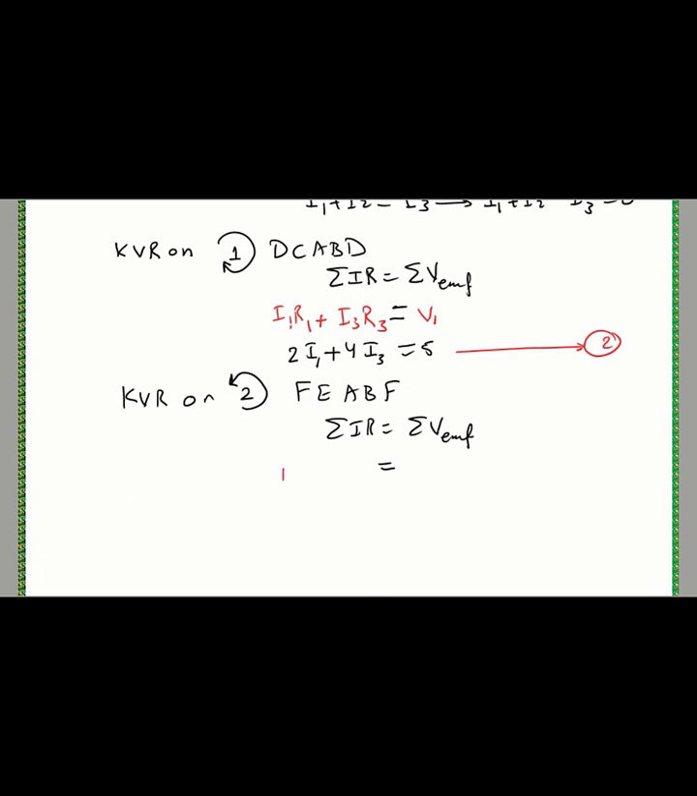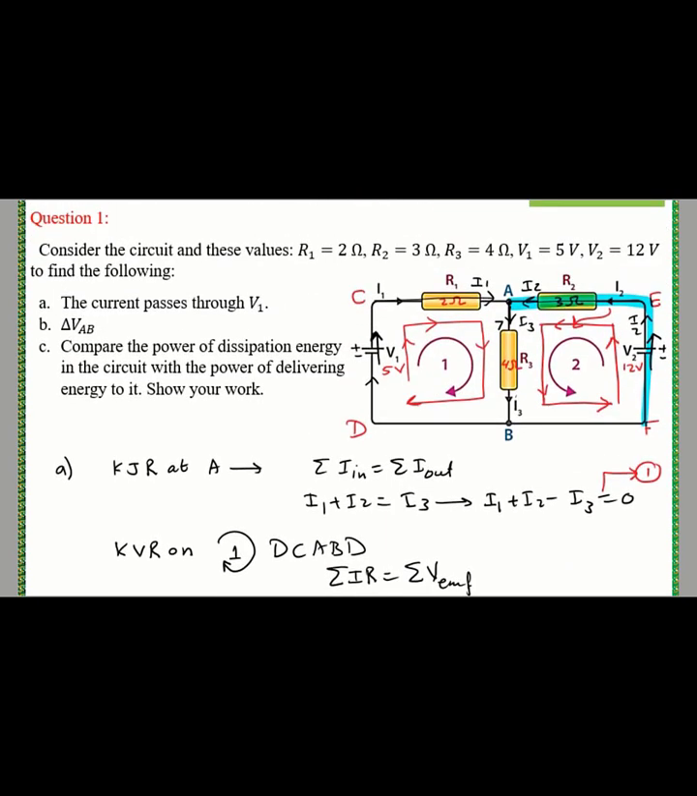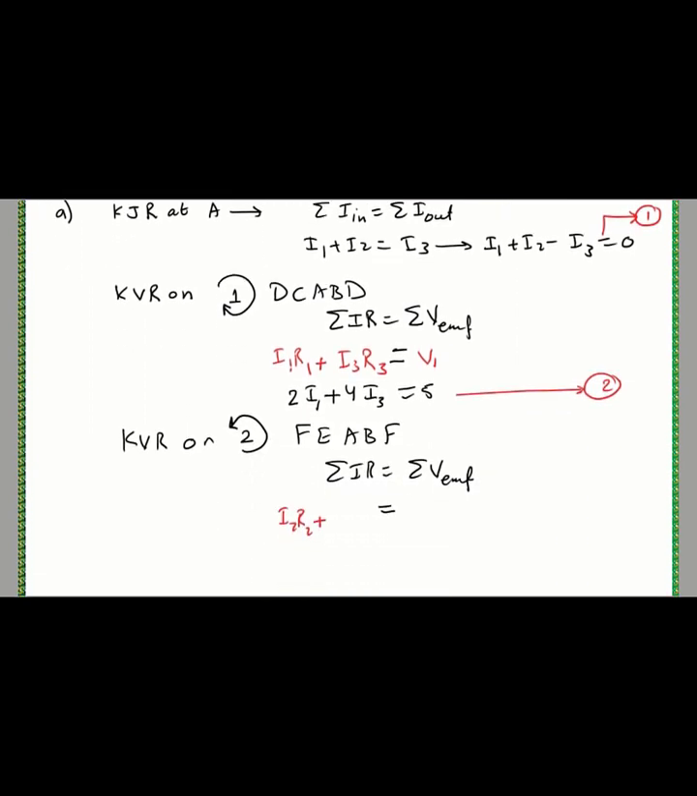So here I have I2, R2, and it is positive. Plus, if you go further, from A to B, there is a current I3 into R3, and it is in the same direction of the analyzing. The analyzing is down from A to B, and the current I3 is down from A to B. So it is positive, and it is going into R3. So I3 R3.